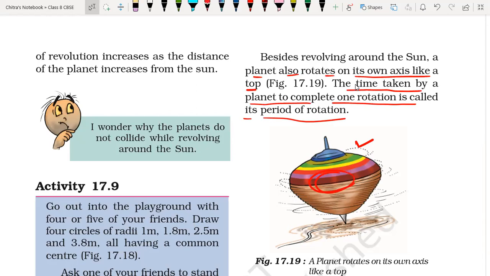So here we had two concepts: the period of revolution and the period of rotation. Rotation means it is rotating on its own axis, and revolution means it revolves around the sun, and the time taken for that will be the period of revolution. And the time taken for one complete rotation is called the period of rotation.